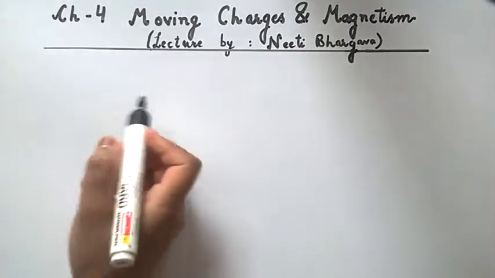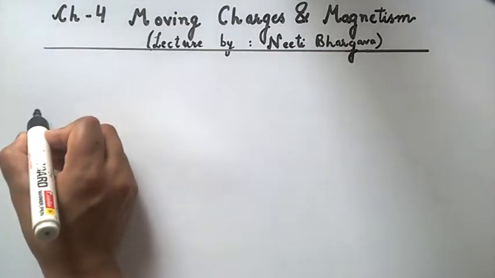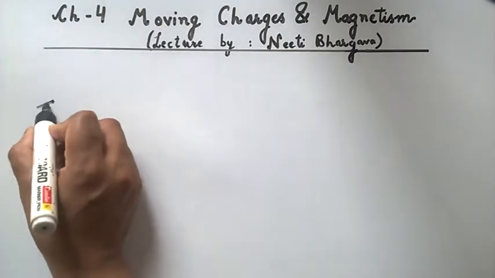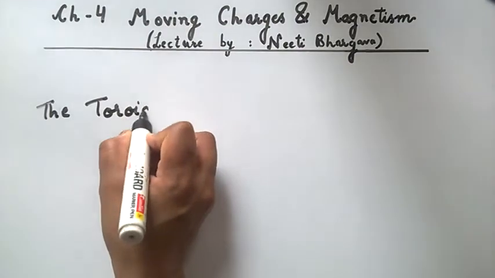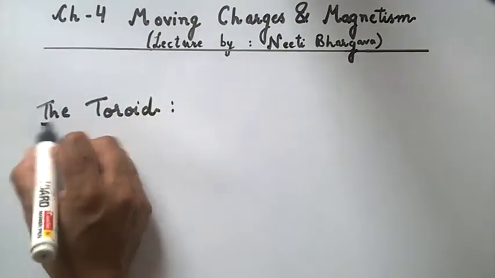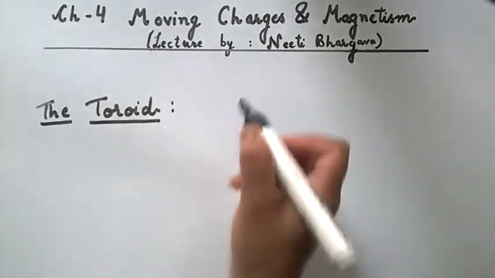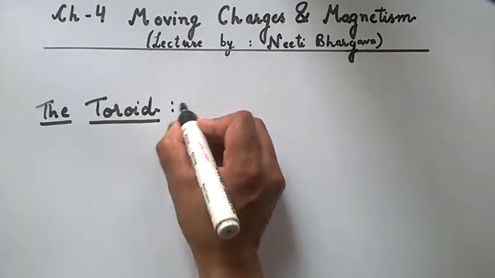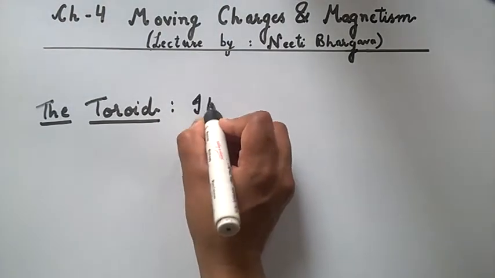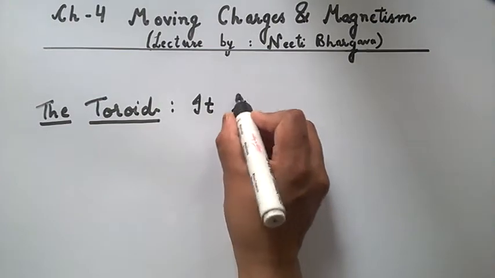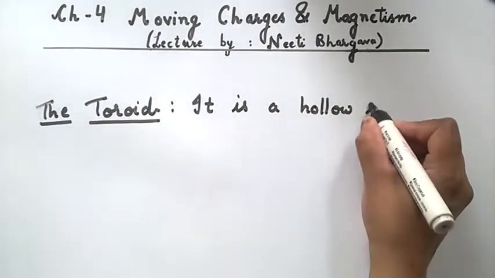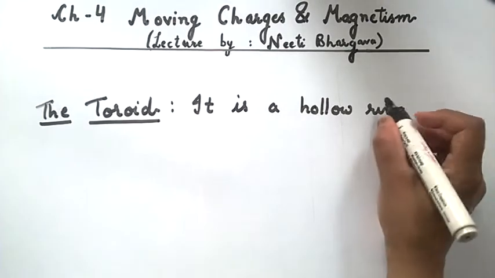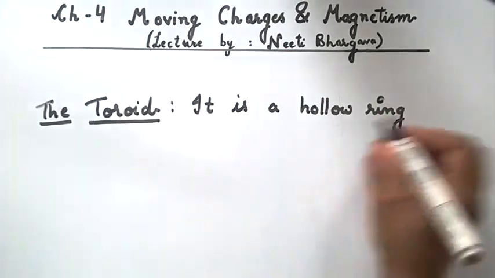In continuation with this chapter, now let's study another application of Ampere's circuital law, that is the toroid. We will calculate the value of magnetic field with the help of Ampere's circuital law in toroid, and toroid is a hollow ring on which large number of turns are closely wound.